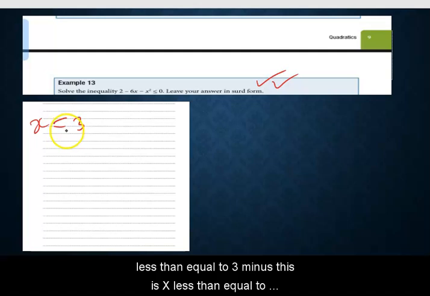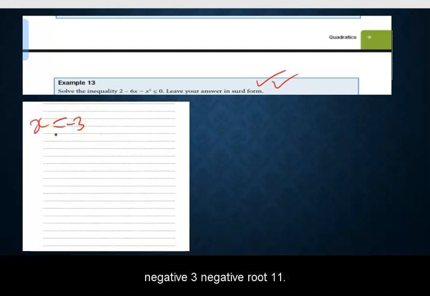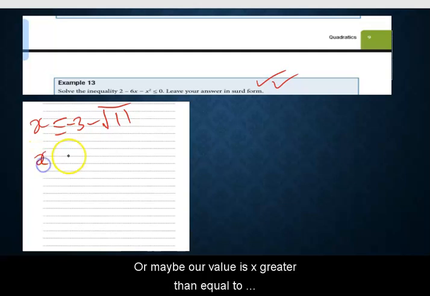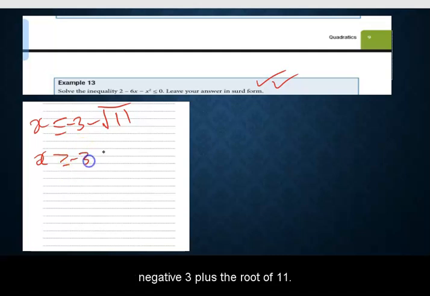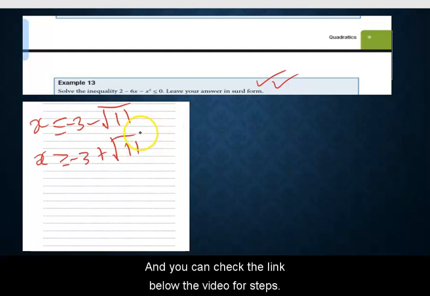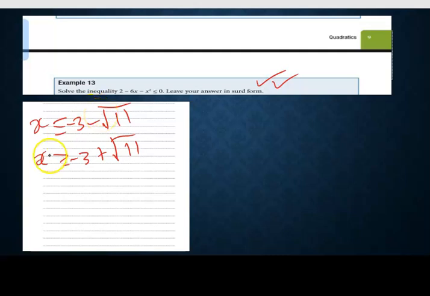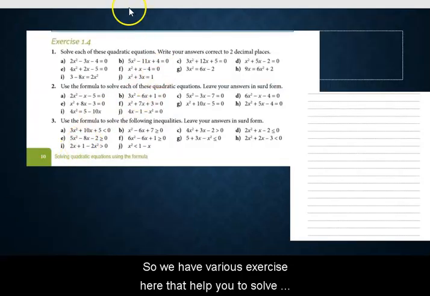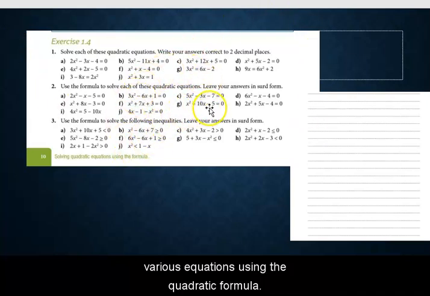minus, this is x less than or equal to -3 minus √11. Or maybe our value is x greater than or equal to -3 plus the root of 11. And you can check the link below the video for steps. So we have various exercises here that help you to solve various equations using the quadratic formula.